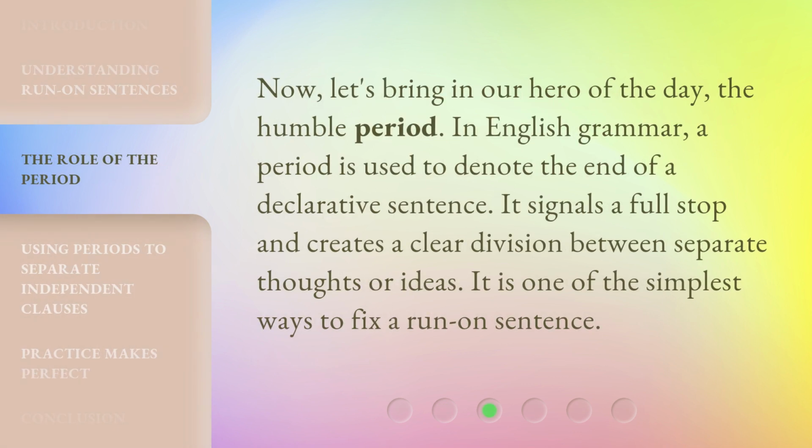Now, let's bring in our hero of the day, the humble period. In English grammar, a period is used to denote the end of a declarative sentence. It signals a full stop and creates a clear division between separate thoughts or ideas. It is one of the simplest ways to fix a run-on sentence.